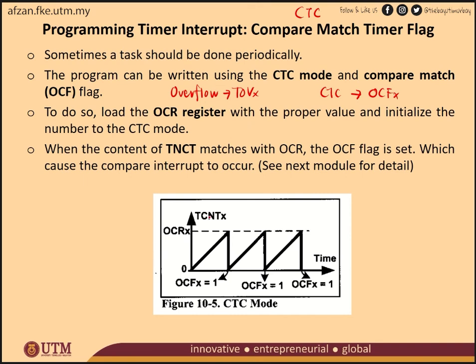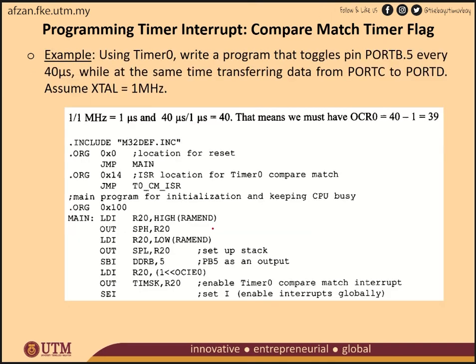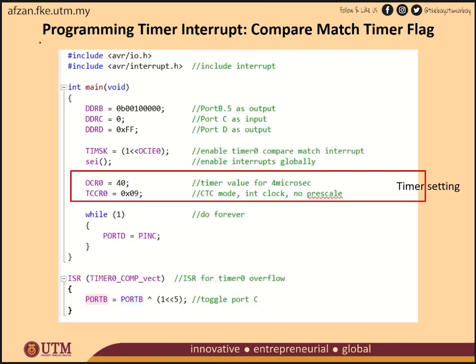You will learn the details of this CTC mode in the next module. Now we just want to see how to write the timer interrupt programming. For example, using Timer 0, write a program that toggles pin PORTB5 every 400 milliseconds while at the same time transferring data from port C to port D, which is similar to what we did in the overflow method earlier. So what is the difference here? You see here, this is the same. This is step number one.